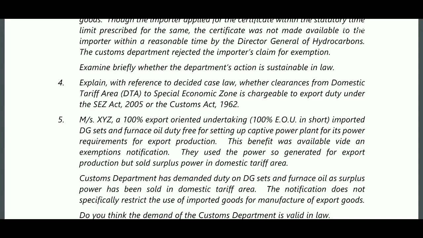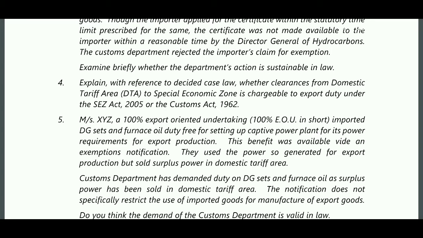That means we are going to quote the case law, we are going to tell what the case law said, and finally we are going to give the conclusion whether clearances from DTA to SEZ are chargeable to export duty under the Cess Act and Customs Act. So this was decided in the case of Tirupati Udyog Limited versus Union of India in 2012 and SR Steel versus Union of India 2010 case.